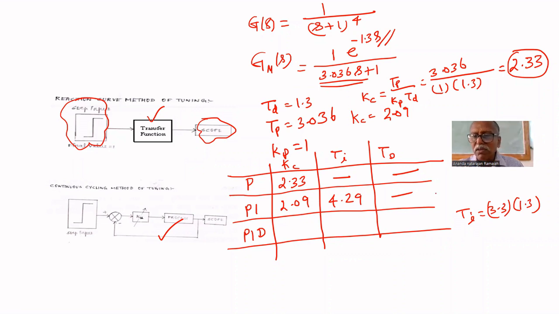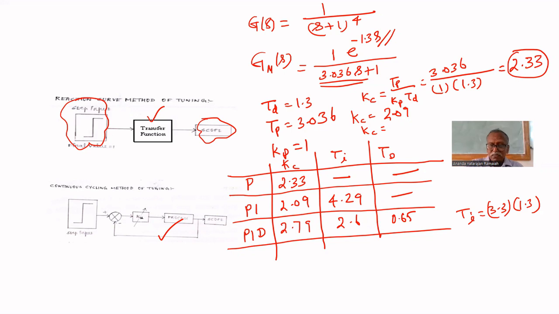For the PID controller, we have to find Kc. Kc equals, we have to multiply this by 1.2. 2.33 multiplied by 1.2, how much? 2.79. Ti is 2 times dead time, which is 2.6. Td is 0.5 times dead time, which is 0.65. That's all. So we got the tuning parameters.